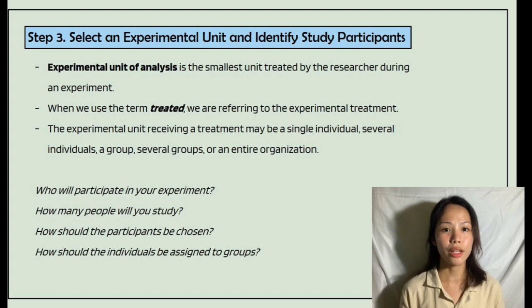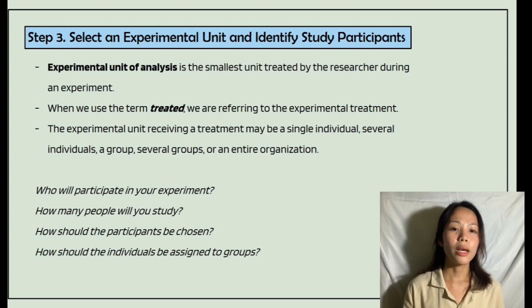Participants may be assigned to different treatment conditions or groups, with some receiving the experimental treatment, the treated group, and the others serving as control. So these questions will be aligned on how to select an experimental unit and to identify study participants.